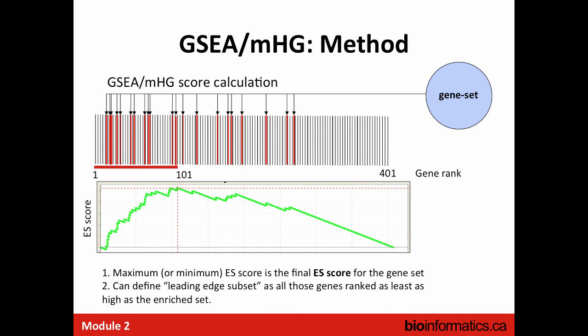Let me show you. Actually, I can do this with the pointer. Yeah, this thing right here. No, I mean in the green one. Yeah, so this is the threshold. And then anything above that would be the leading edge. So what's the dotted red line then? This dotted red line? Yeah. That's the maximum enrichment score, or alternatively, the smallest p-value.